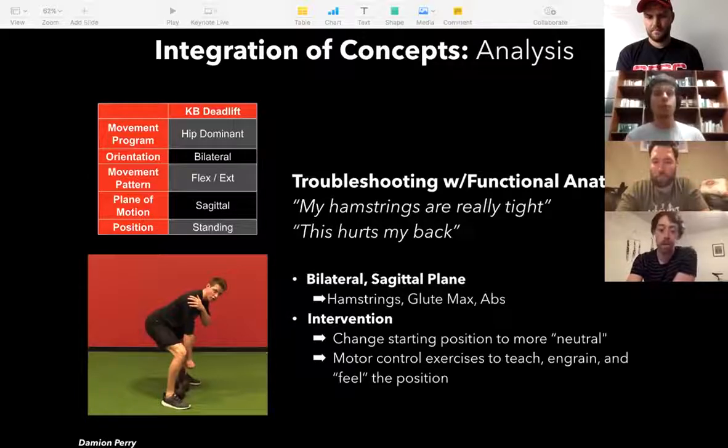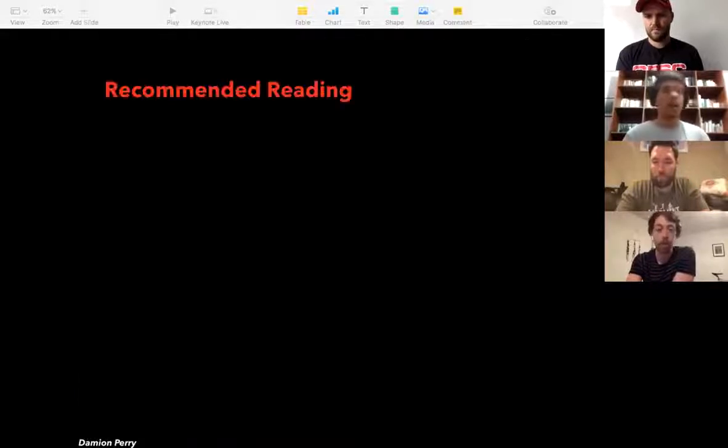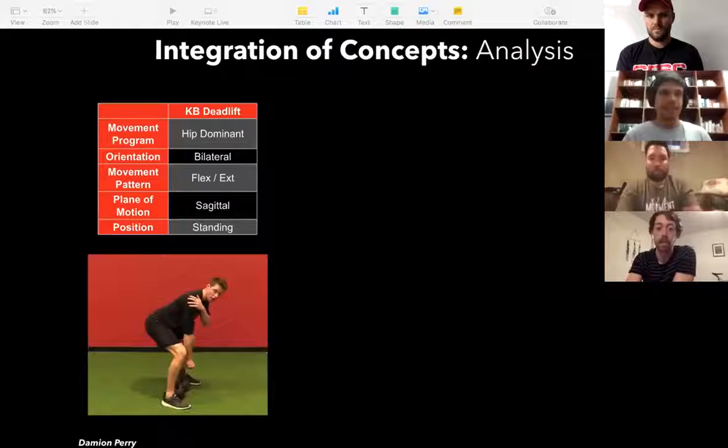And then, so again, there's motor control. So recommended reading. Just before I get into this reading stuff here, I just wanted to say that all of this stuff can be broken down. And if you know it in the back of your head, you get to just look at your client moving and make these decisions. You don't need to be looking at charts.